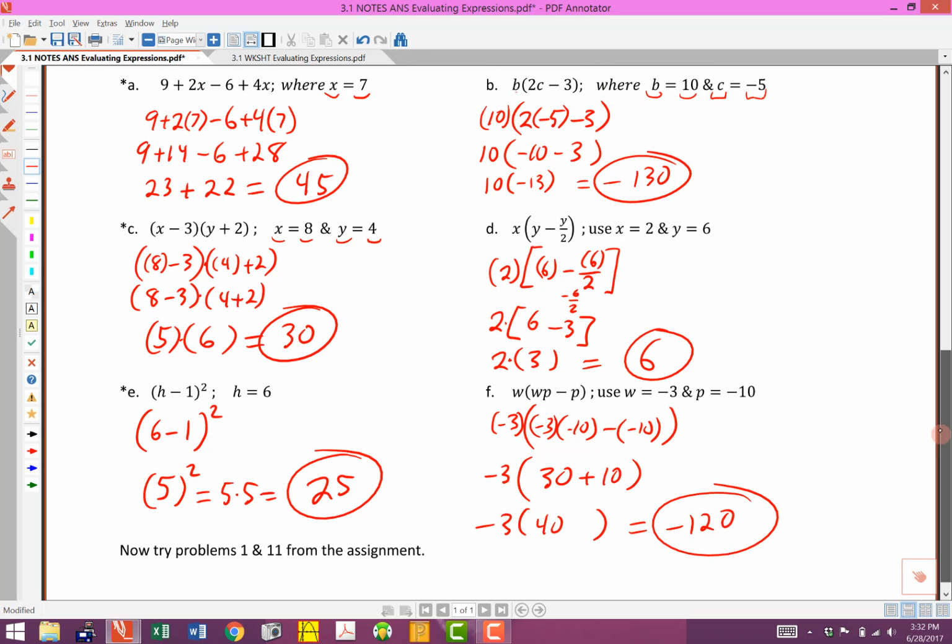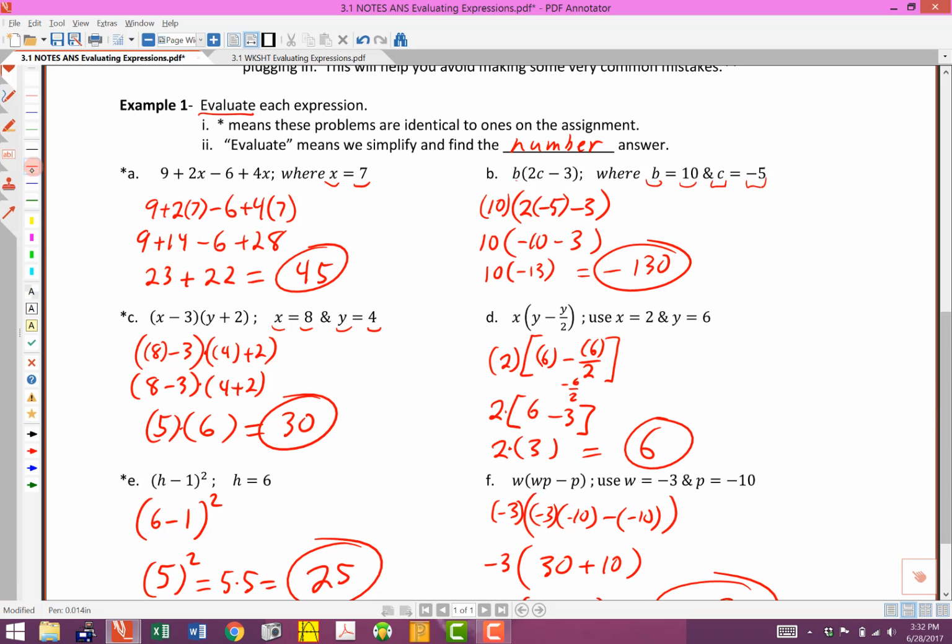Now I do want to go back to one problem before I do a couple from your assignment. Let's take a look at this problem right here. Some of you may have picked up on the fact that these are both constants, and these both have x's on them. So they're like terms. So let's combine the like terms. Let's simplify this before we start plugging in and evaluating. So let's see what we get here. This would be 2x plus 4x is 6x. 9 minus 6 would be positive 3.